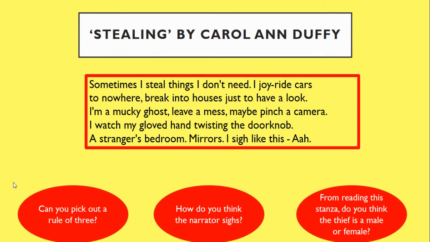Verse 3. Sometimes I steal things I don't need, or joyride cars to nowhere, break into houses just to have a look. I'm a mucky ghost, leave a mess, maybe pinch a camera. I watch my gloved hand twisting the doorknob, a stranger's bedroom, mirrors. I sigh like this.